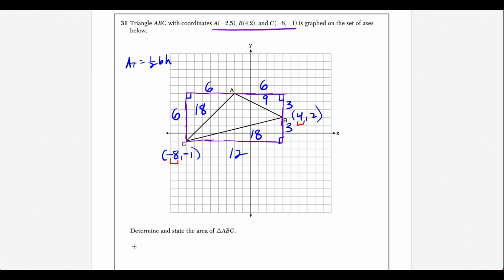I would say here that the area of triangle ABC is equal to the area of the big rectangle. Notice that this is a 12 by 6. It goes across 12 and up 6. So this is 12 times 6 minus the sum of the areas of these three other triangles. So I would have the sum of 18 plus 18 plus 9.